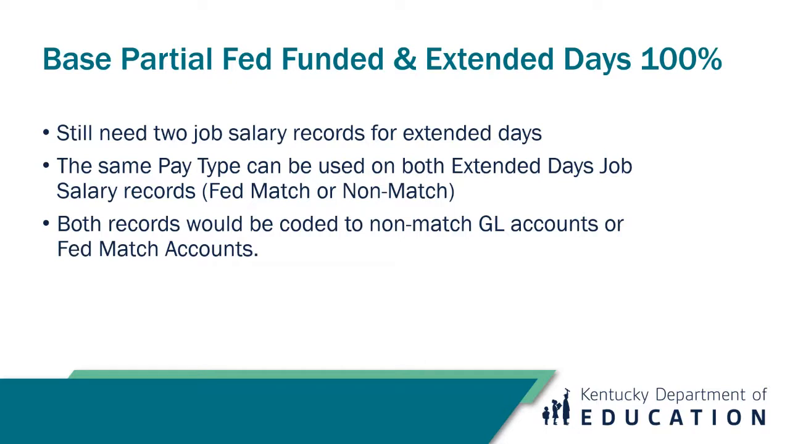Let's move on to the next one. Base pay fed funded, base partial fed funded, and the extended days are 100%. So you have a partial fed fund on the base pay, but maybe your extended days are 100% local or 100% fed match. You're still going to need 2 job salary records for the extended days, and the same pay type can be used on both extended day job salary records because they're actually 2 separate jobs, but both records would be coded to a non-match GL account or fed match accounts.